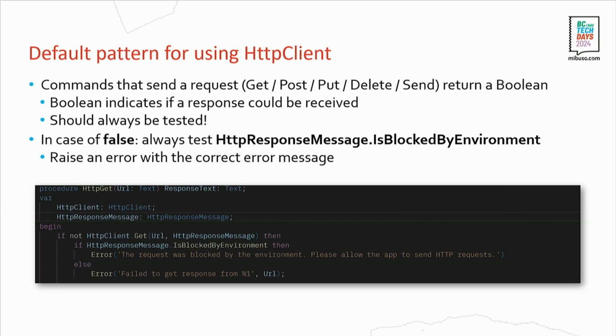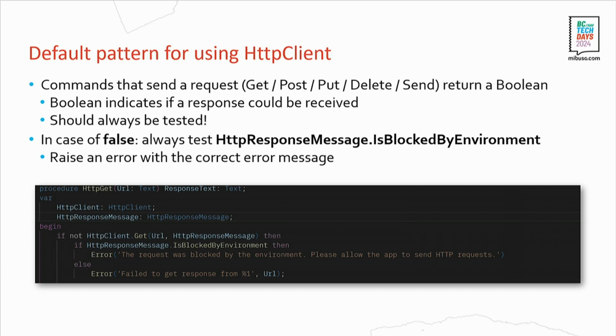Okay, so the default pattern for using the HTTP client. The commands that we have on the HTTP client to get something or post or put, delete we have, and send, they return a boolean. And a boolean actually indicates if a response could be received, or was received. The boolean does not mean that the response was successful. The boolean just indicates, did you even get a response?